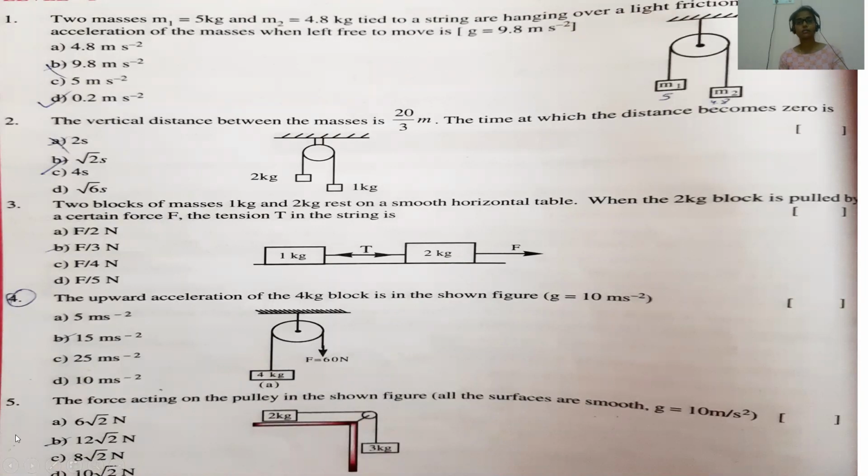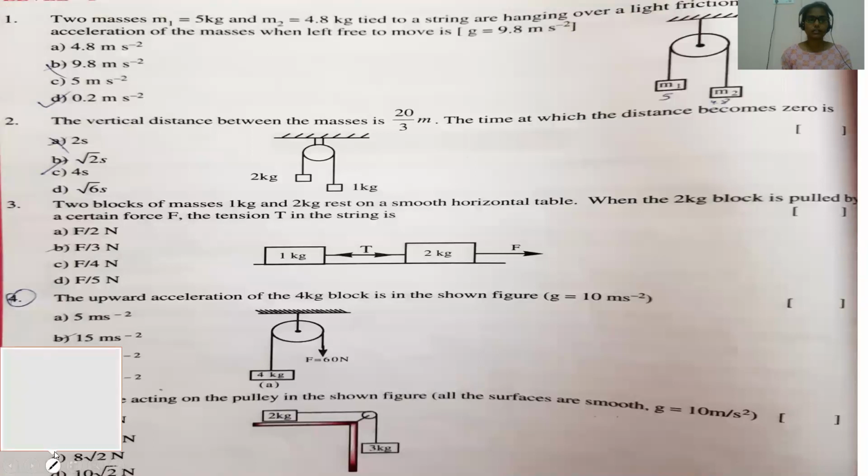Now in this video, we're going to understand the problems. Let us see the first problem given. Two masses M1 and M2 are tied to a string hanging over a frictionless pulley. Then the acceleration of the masses when left free to move is, you need to find here, the acceleration of the masses. How much acceleration will they move with?